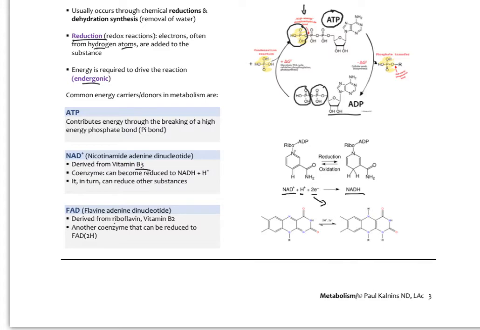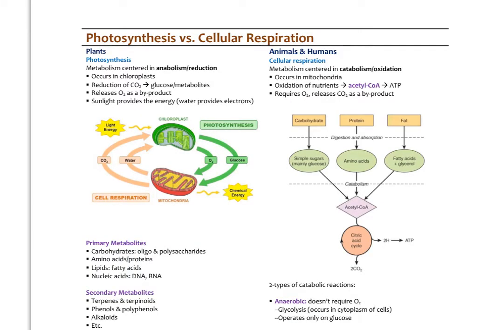This is derived from riboflavin or vitamin B2. And this is another coenzyme. This essentially can be reduced to become FADH2. So FADH2 is the reduced form of FAD. And that's shown in this picture down here. So essentially it can store up electrons as well. So we'll see both NAD and FAD are important electron carriers, which can then donate the electrons to other reactions. Now, there's two major metabolic processes we need to compare and contrast.